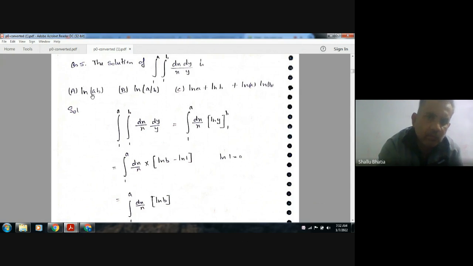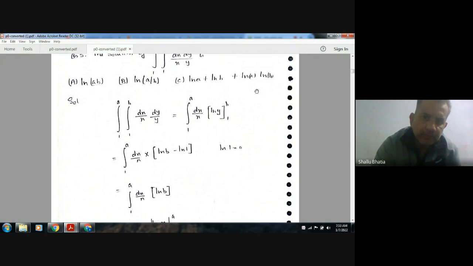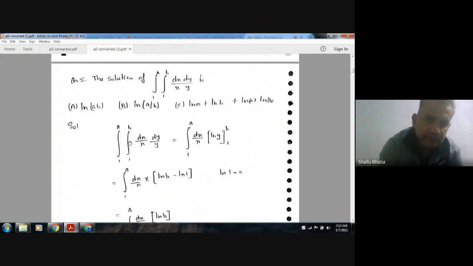Next, the solution of the integration with limits a to 1 and b to 1 of dx by x dy by y is: option A ln ab, option B ln a by b, option C ln a plus ln b, option D ln a ln b. Now the given integral is this. First of all, integrating with respect to y, and putting the limit of y, that is b. Here the x quantity is constant for y.